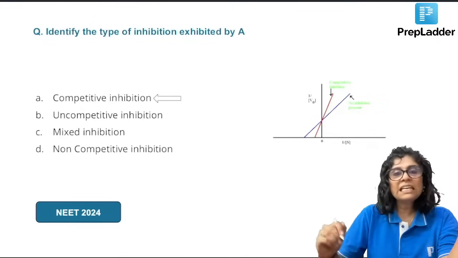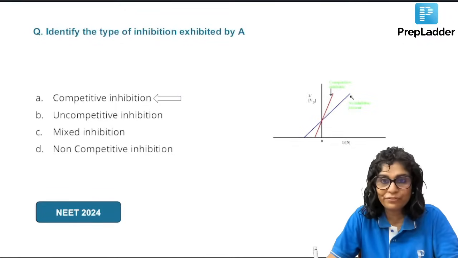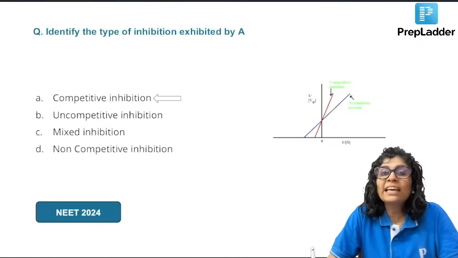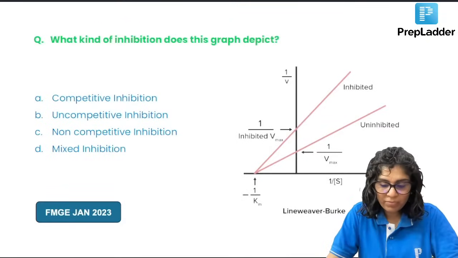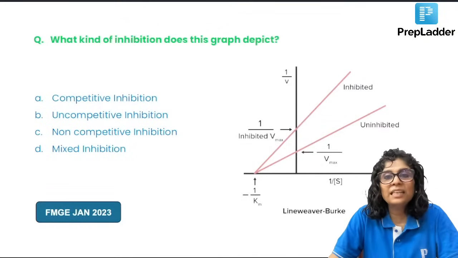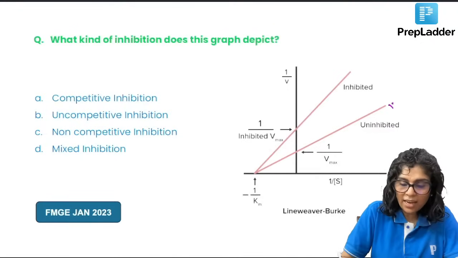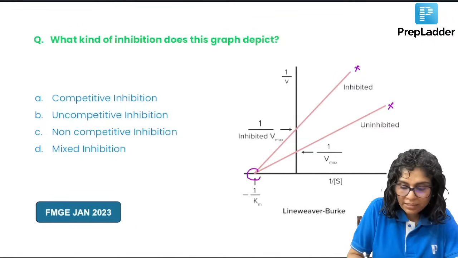Okay. So let me see how much of it you have understood, because I'm going to show you one more graph. I'm going to expect you to answer this. So try to answer this, everybody. What type of inhibition does this graph depict? This is uninhibited, this is inhibited. Both have the same Km. Right? What is your answer?